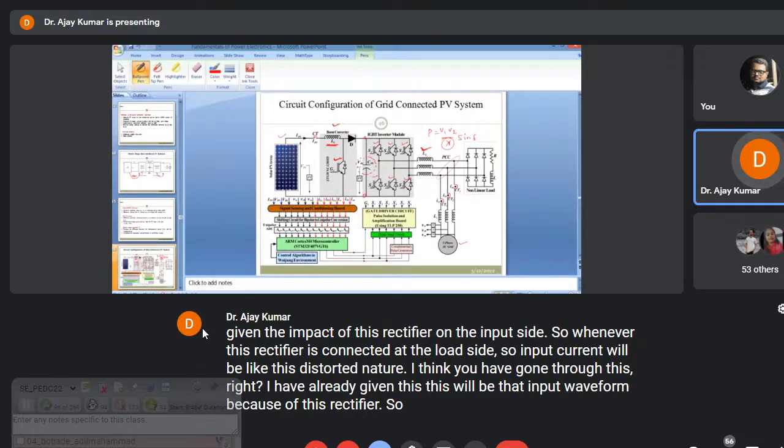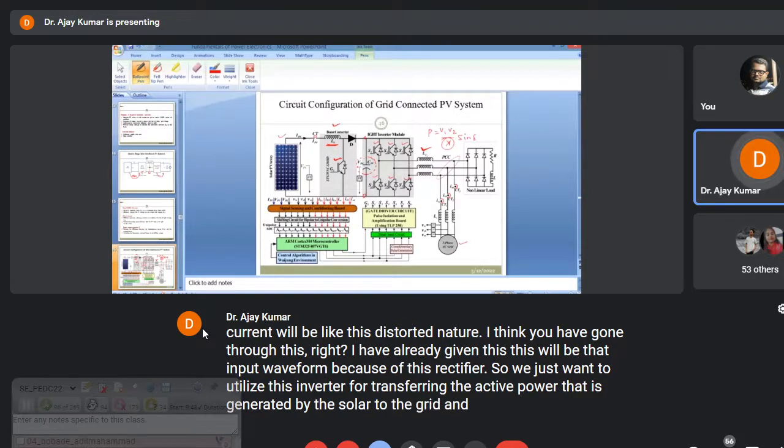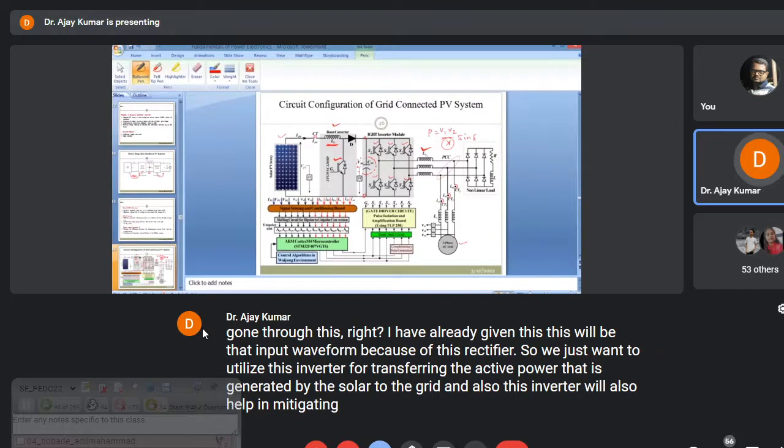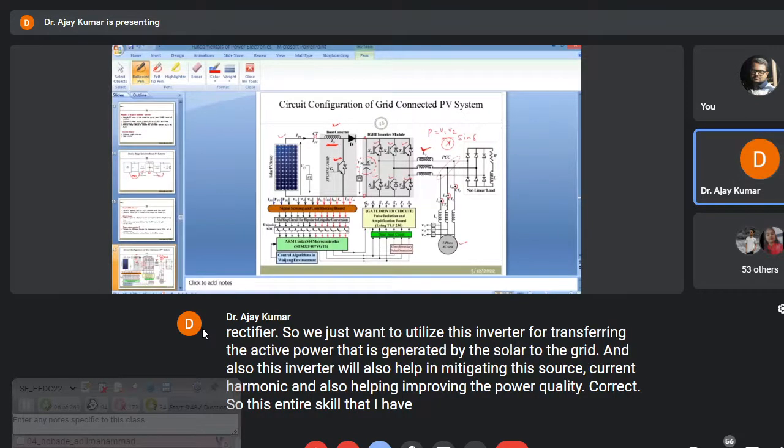So we just want to utilize this inverter for transferring the active power that is generated by the solar to the grid. And also this inverter will help in mitigating the source current harmonics and improving the power quality. Correct. So this entire scheme that I have mentioned is the development of the power network.